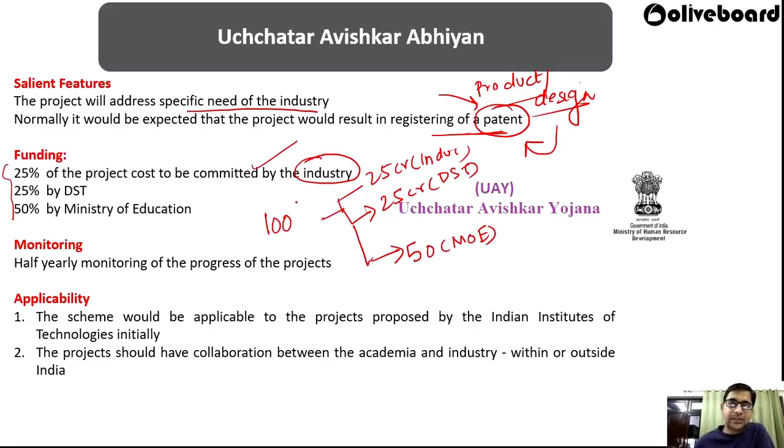So this is the basic division of how the funding will be done. 25% of the project cost is committed by the industries, 25% by the Department of Science and Technology, and 50% by the Ministry of Education.